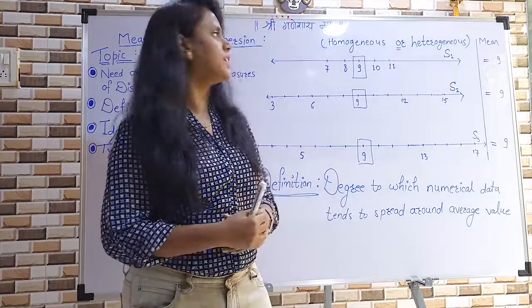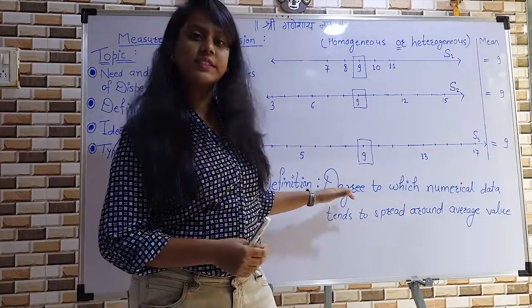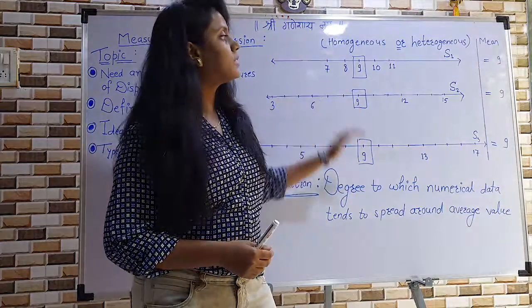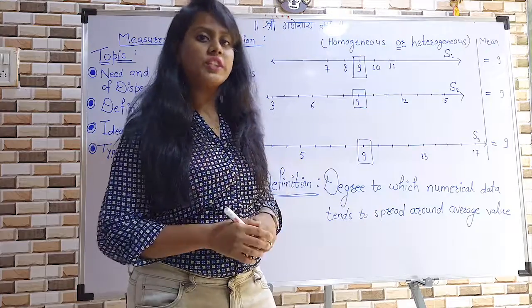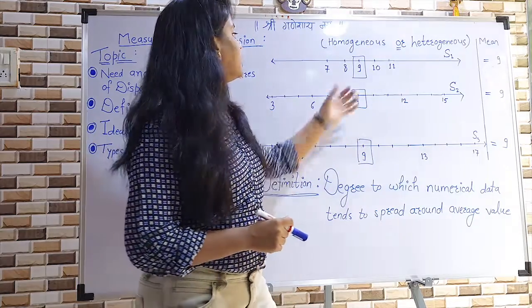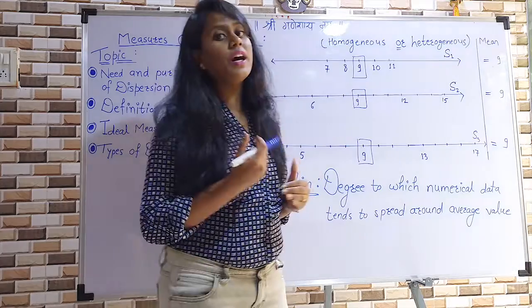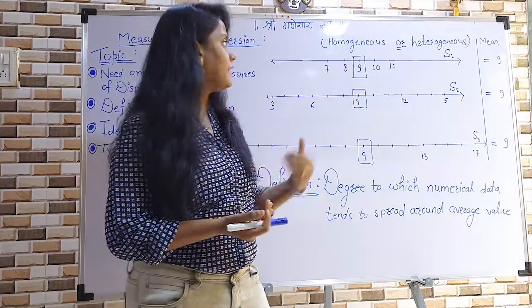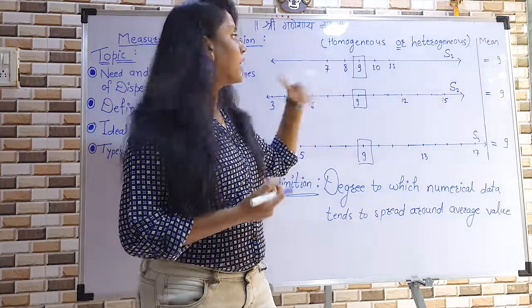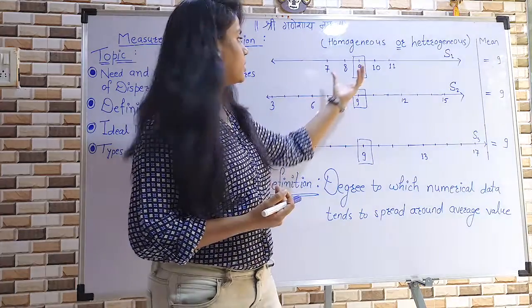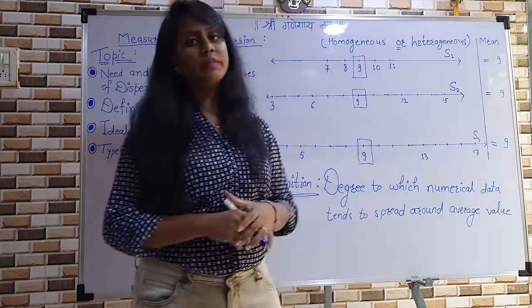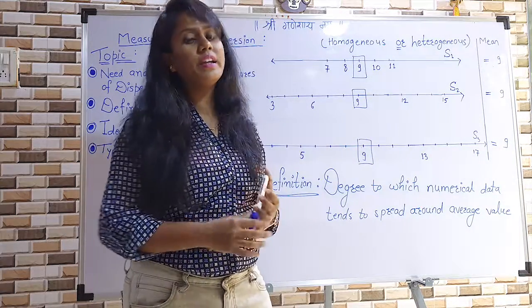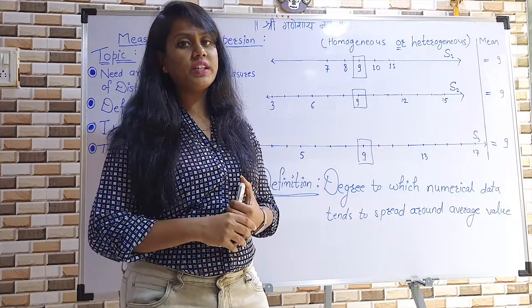So we can see here that there are three different series, but for all three the average is 9. What does this average tell you exactly? It just gives you the idea about the data around which it clusters. It is your central value around which your data clusters. Only that much information you get with the help of a measure of central tendency.